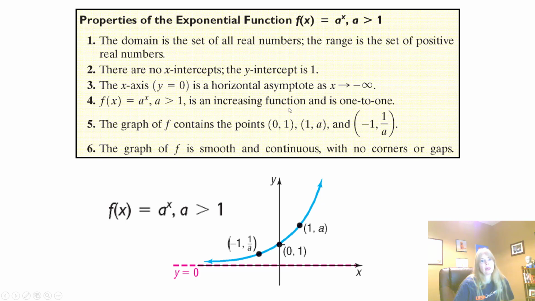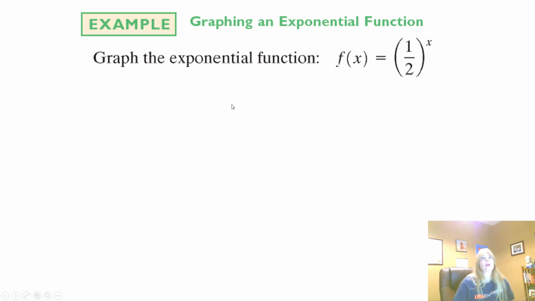All right, and then it is constantly increasing, definitely 1 to 1. I can do my horizontal line test. And then you can see particular points that the graph contains that are nice to be able to graph right away. Once again, it's smooth and continuous, which is nice to know when you get into calculus, why we like this function.